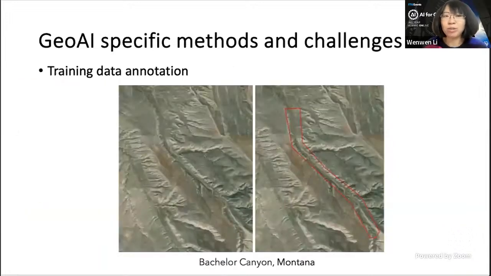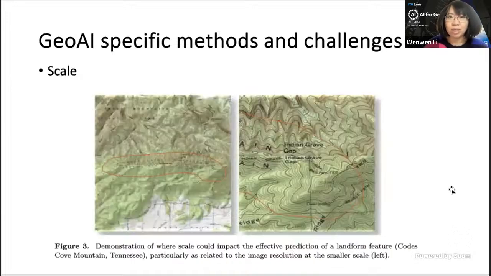And we also talk about what the challenges are. Training data annotation is certainly a challenge. This shows the Bachelor Canyon in Montana. If you just take a look at these images without expert knowledge, it's very difficult to identify its actual extent. Another challenge is scale. At the proper scale, we will be able to see the entire feature, but when we zoom in, we will not be able to see the entire feature.